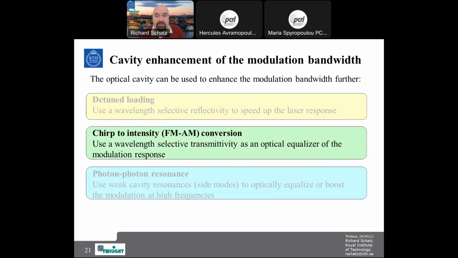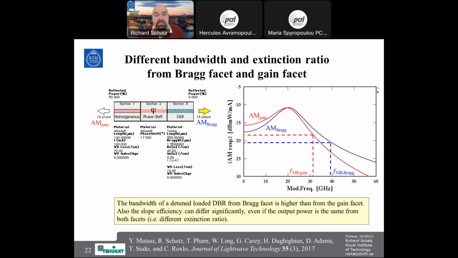Then the next effect is chirp to intensity conversion. It is similar to detuned loading, but you use the wavelength-dependent transmission of a grating instead of a reflection. If you have a DBR laser like this, with an active section here and a passive Bragg section here, you get higher bandwidth if you measure from the Bragg side than if you measure from the gain side. Here you can see this difference.